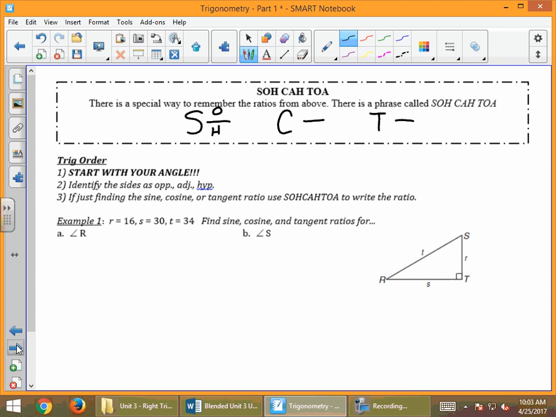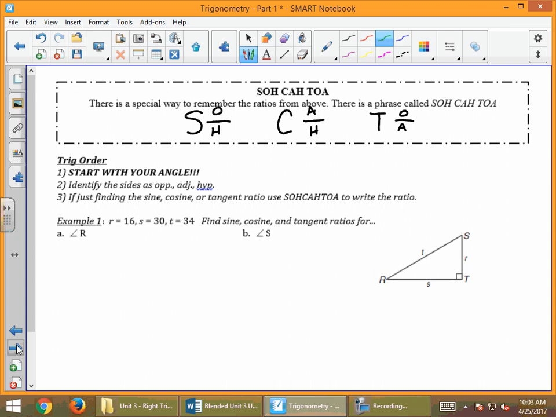Cosine, we said, was the adjacent side over the hypotenuse side. And tangent, we said, was the opposite side over the adjacent. So whenever I have a right triangle trig problem, I always write this at the very top of my paper. And we can use this to now actually set up ratios using numbers.